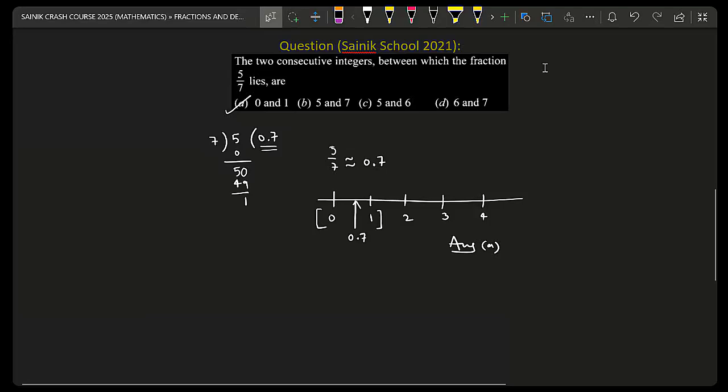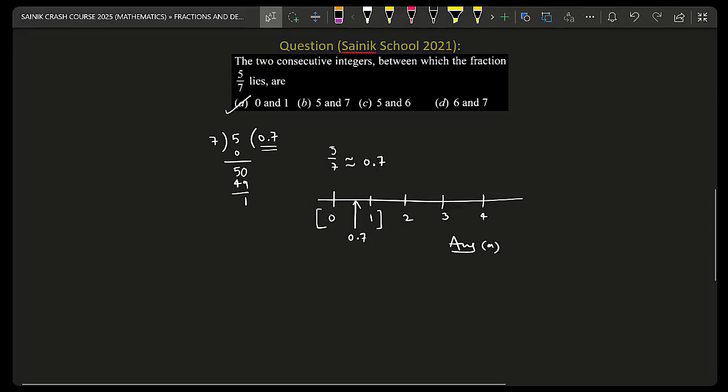Yes, Harshvardhan. Sir, why did you convert that into decimal form? Because in decimal form, I can check which two integers it is lying between. Suppose in place of 0.7, I got something like 1.7. Then it lies between which two integers? 1 and 2. Like that. Converting into decimals, we can easily find out. Okay, sir.